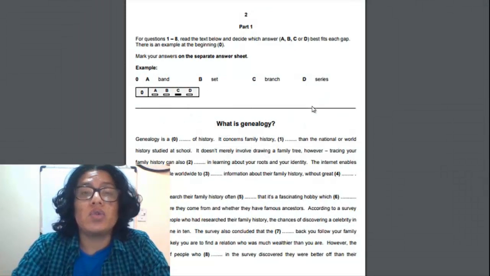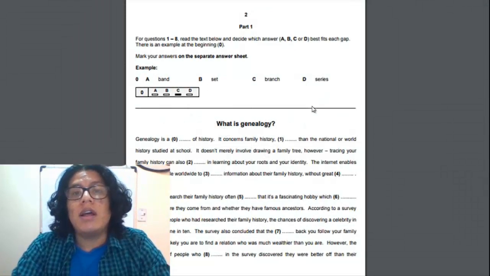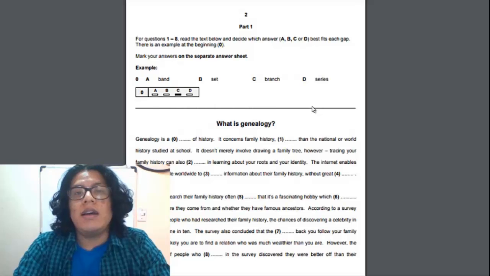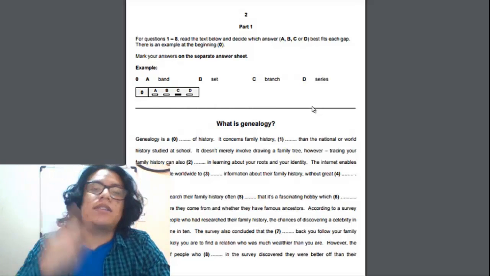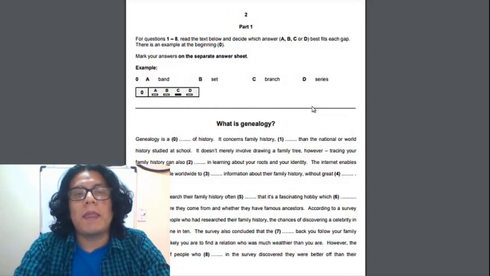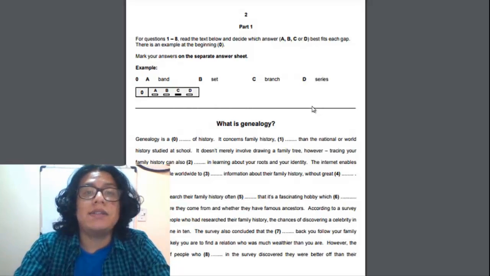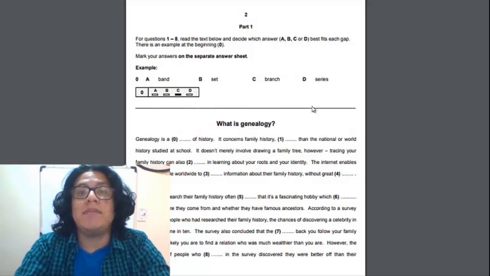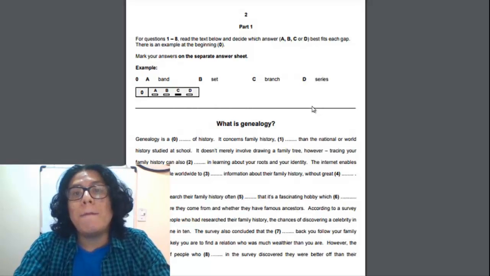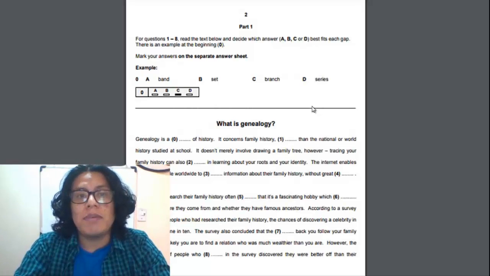Hello teacher, my name is Josue Quiña and I'm going to talk about the FCE exam reading, parts number 1 and number 2. As we can see here, for part number 1, questions 1 to 8, read the text below and decide which answer A, B, C or D best fits each gap.